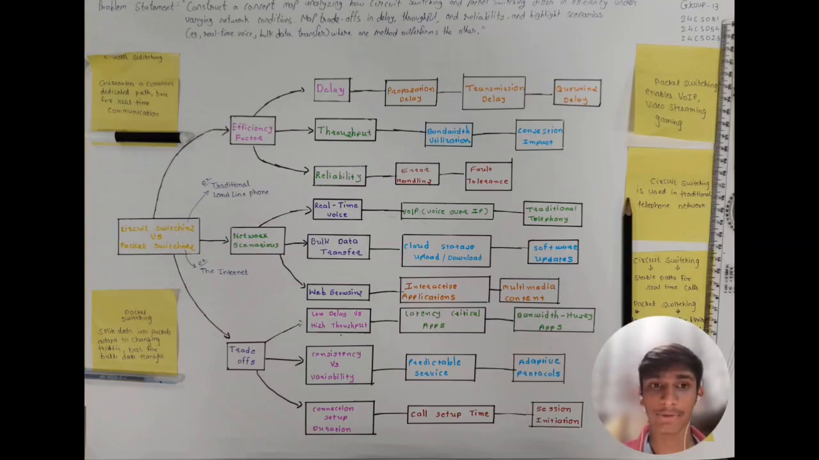This problem matters because without understanding switching methods, it is very difficult to appreciate why traditional telephony worked the way it did and why the modern internet is structured as it is. Now, let me show you our final concept map.